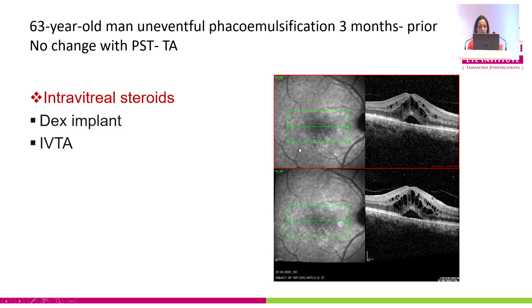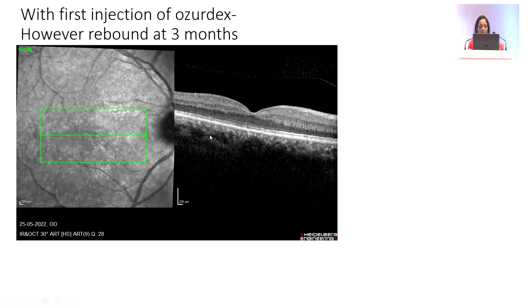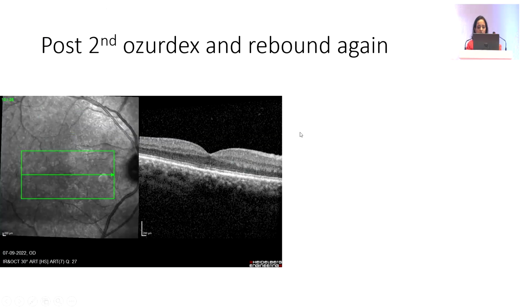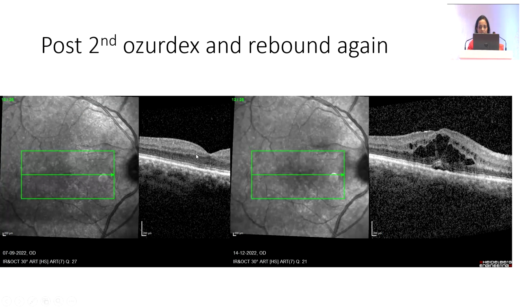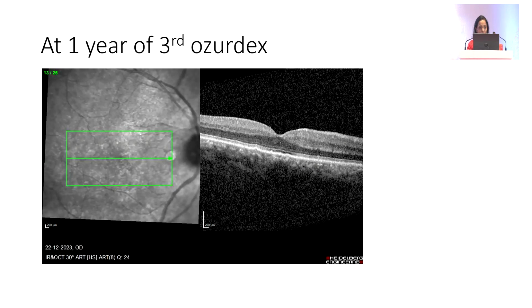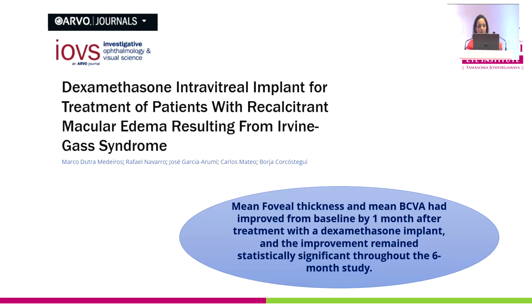This is an example of the efficacy of a DEX implant, a 63-year-old man who had undergone very uneventful phacoemulsification 3 months prior, and there was absolutely no change with the posterior subtenon. Received his first injection of Ozurdex, however, there was a rebound at 3 months. This is post the second Ozurdex, and then there was a rebound after 3 months of the effect getting over, and then at 1 year after the third Ozurdex, this patient is holding on very well.